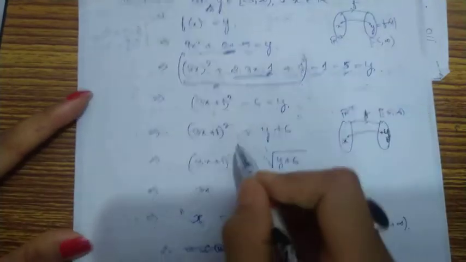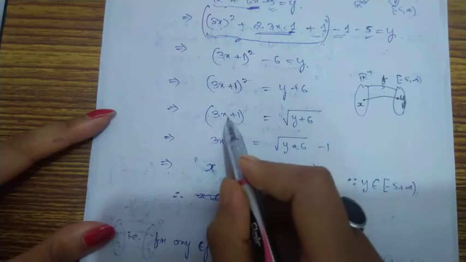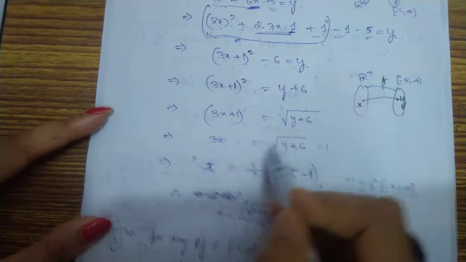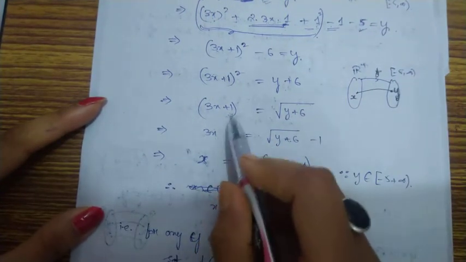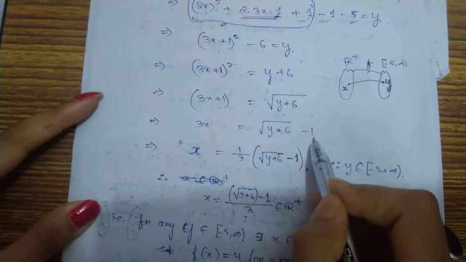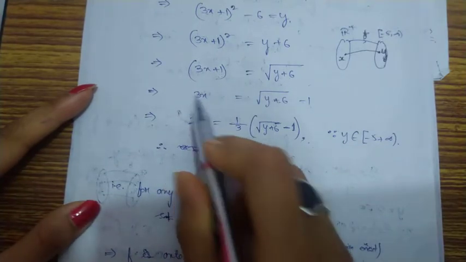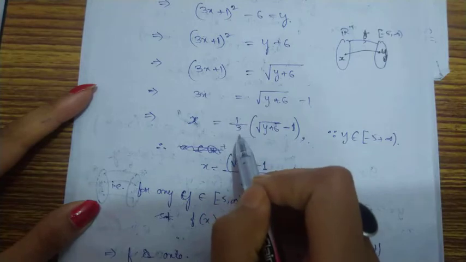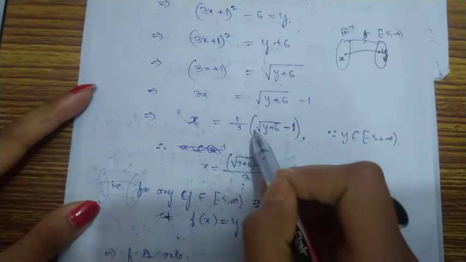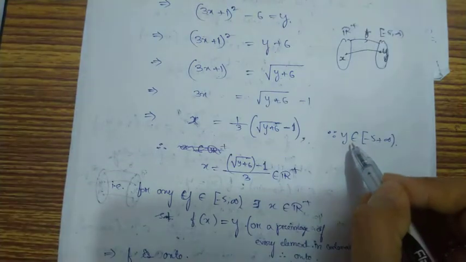Taking minus 6 to the right hand side, 3x plus 1 equals root over y plus 6. Then 3x equals root over y plus 6 minus 1. Clear? Next, we multiply both sides by 1/3, so the 3 cancels and x equals 1/3 times the bracket of root over y plus 6 minus 1.